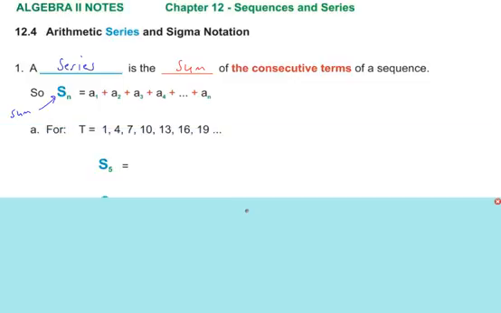So let's first off make sure we understand the concept. You've got a series 1, 4, 7, 10, 13, 16, 19, and so on. If we're asking for the fifth term, remember, that's the first term, that's the second, the third, the fourth, and the fifth. So all they want us to do is add 1 plus 4 plus 7 plus 10 plus 13. You're summing up the first 5 terms of that sequence. So S sub 5 tells you that that's what you want to do.